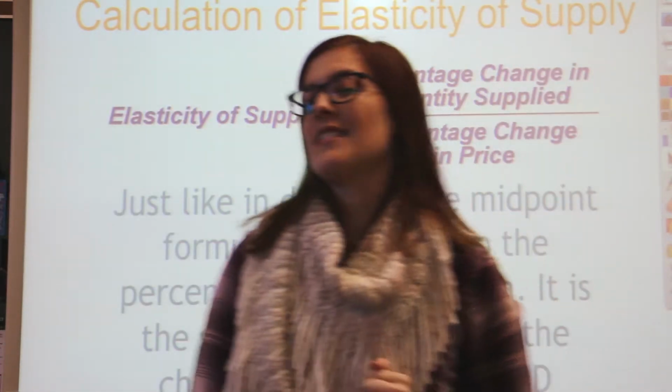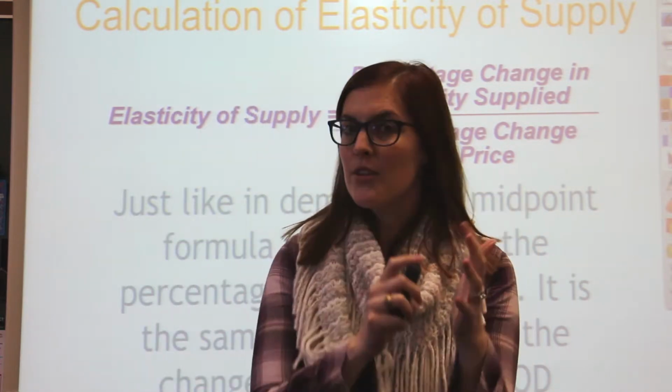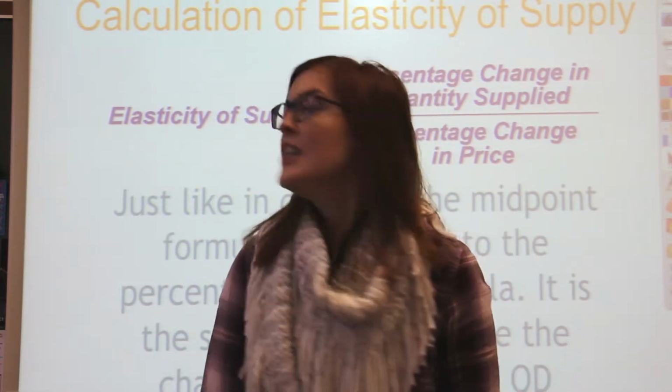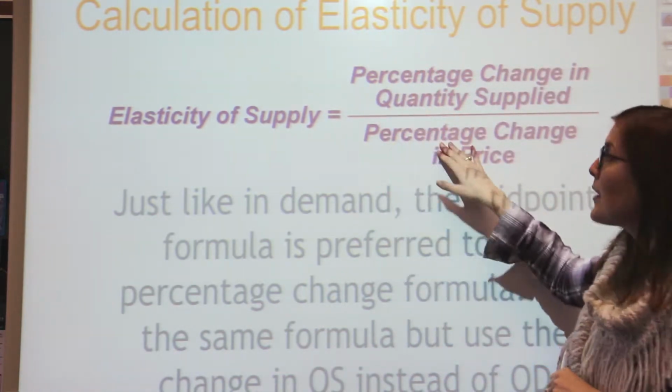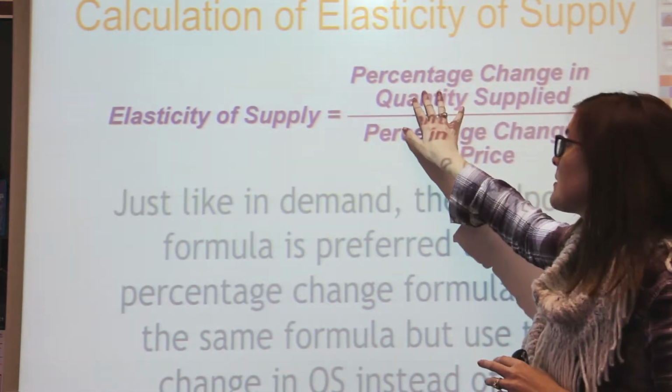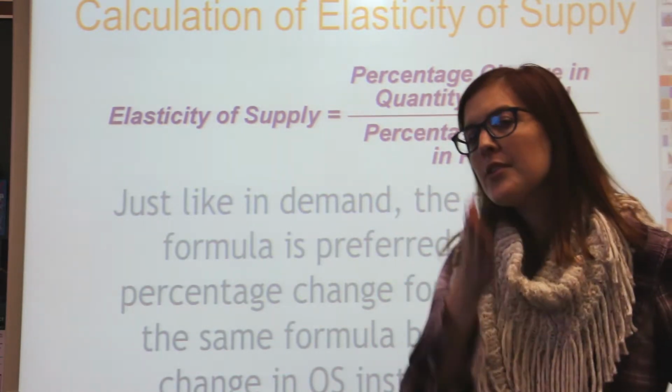And the last thing with elasticity is supply. The good thing about elasticity of supply is the calculation is almost the exact same as demand. You still use the midpoint formula or the percentage change. It's still quantity over price. It's just now percentage change in quantity supplied over price. So it's the same idea, but now you're the producer.